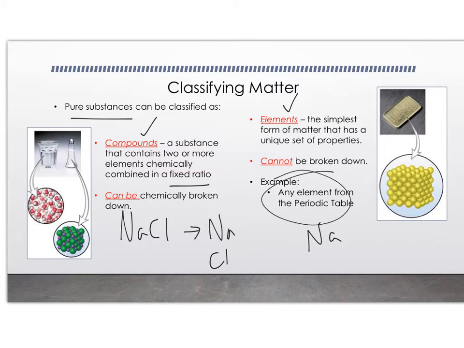So again, any element that can be located on the periodic table is an element. If you have two or more chemically combined elements together, that makes up a compound.